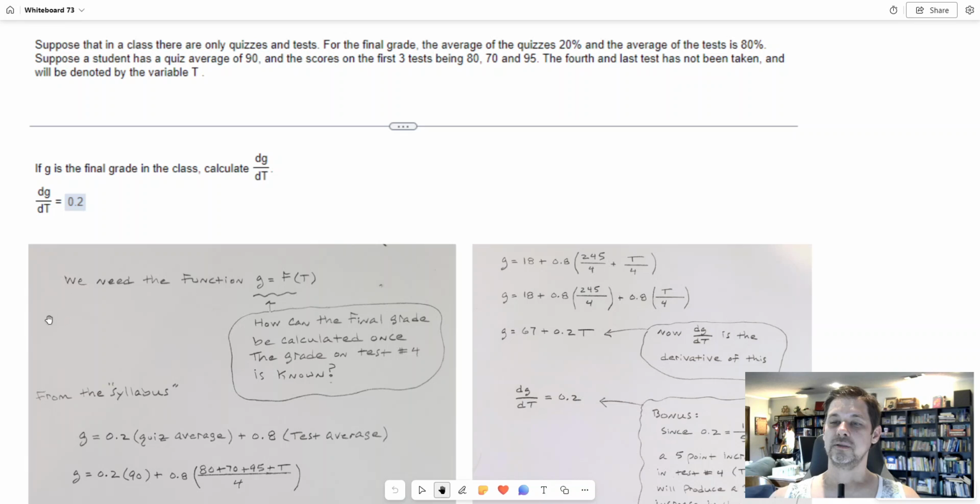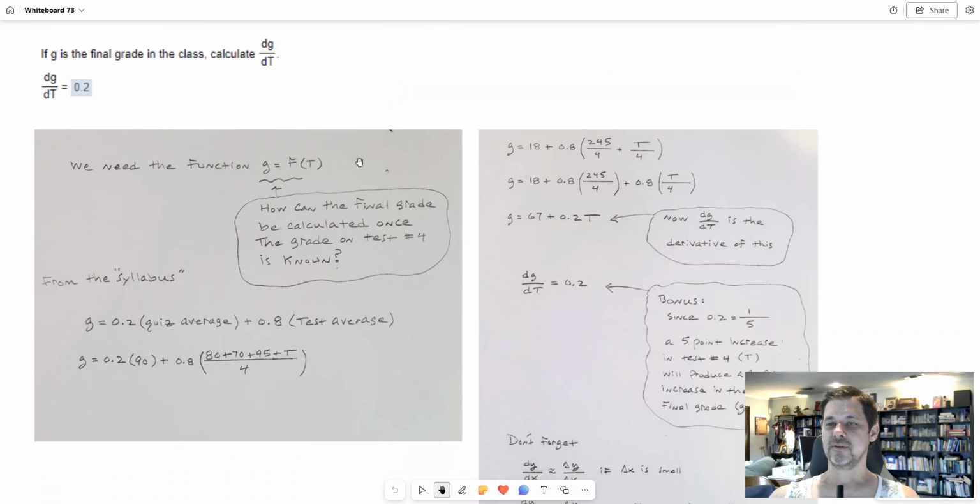Here's how I put that information together. First of all, this is a derivative. That notation is called Leibniz notation. And in order to find that derivative, we need G to be a function of T. So I need some formula that puts the final grade in the class as a function of the last test grade. In other words, if I knew the last test grade, this function would automatically calculate the final grade in the class. If you have that function, you can use the rules that you know for derivatives to calculate this derivative. That would be my first objective.